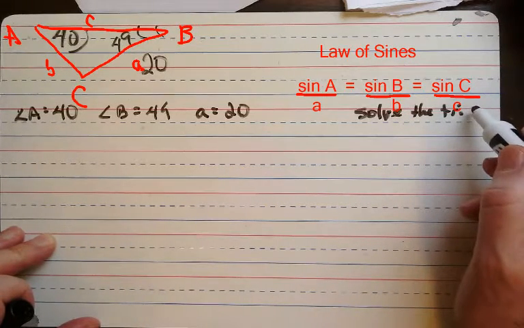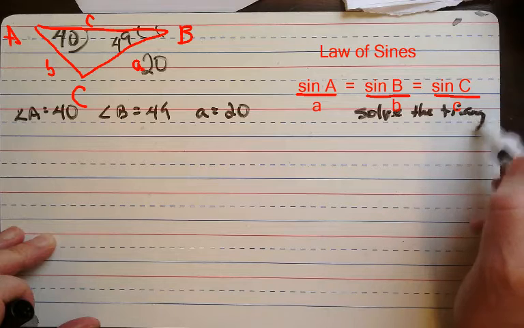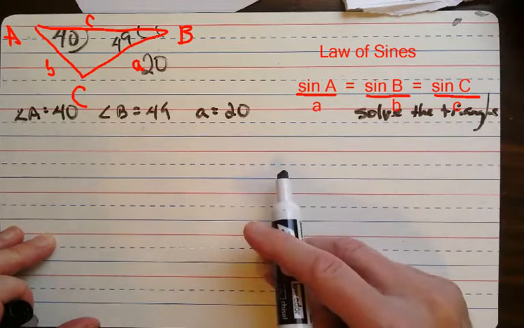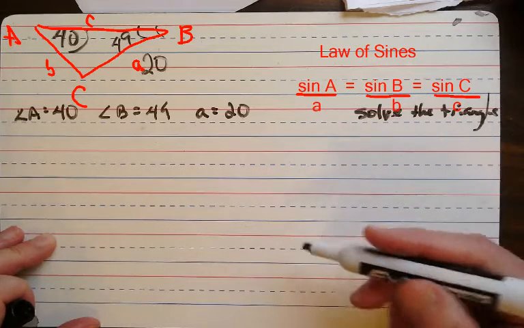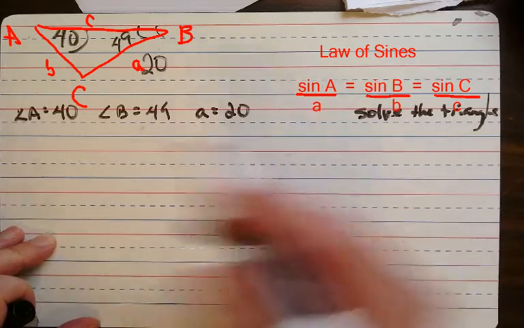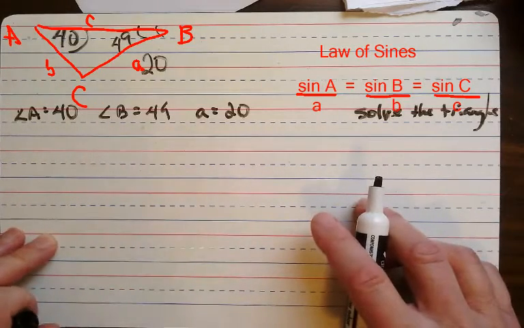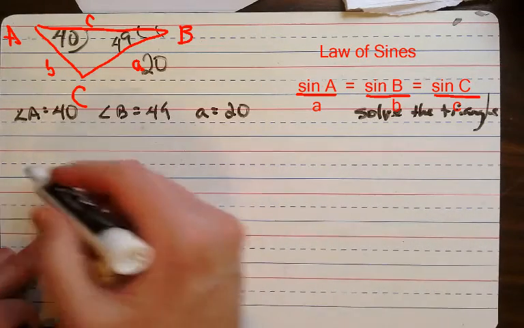So right now we're dealing with a triangle that's not a right triangle. The law of sines deals with any kind of triangle, but the things we were learning before only worked on right triangles, and this is not a right triangle. How do I know? Well, I can figure it out.